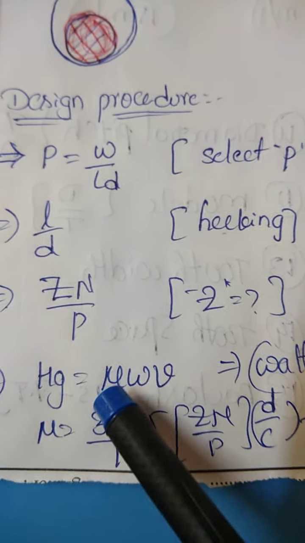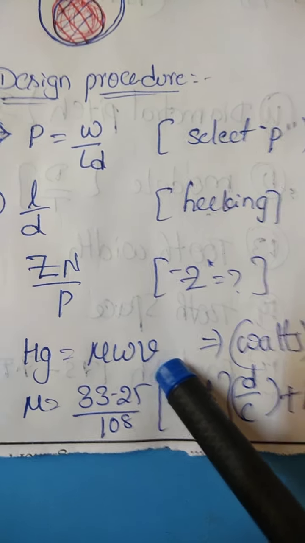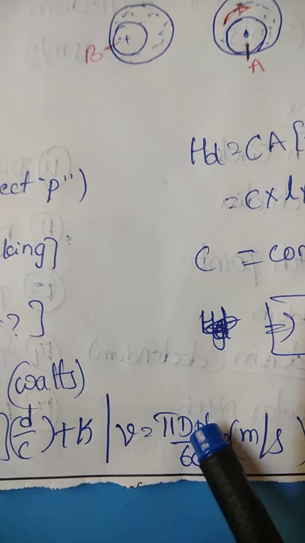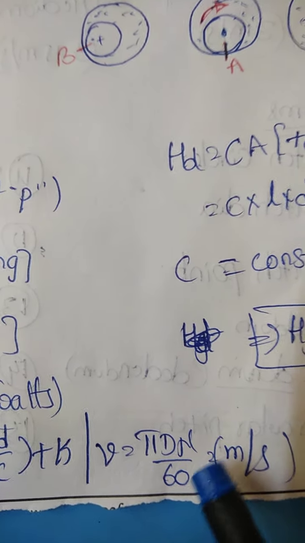Heat generation is equal to mu W V, where mu is the friction coefficient, W is the load on the bearing, and V is the velocity of the bearing, V = pi d n by 60, where d is the diameter of the bearing. You have to consider it in meters, where n means speed of the bearing. Clear to all? By using V = pi d n by 60, you can get the velocity in meters per second.